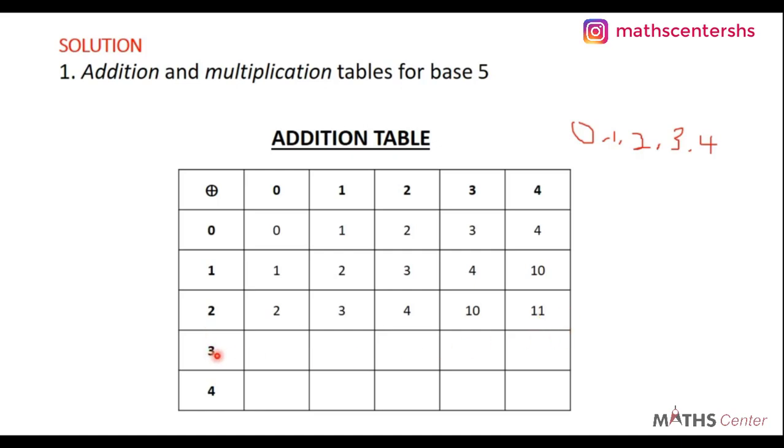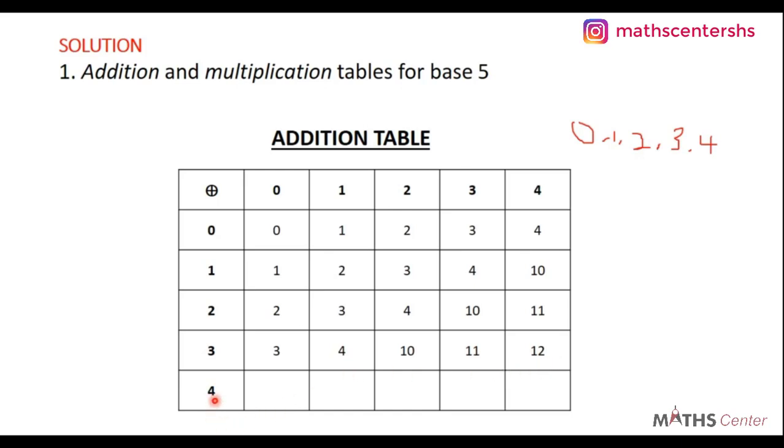Then we come here. 3 plus 0 is 3. 3 plus 1 is 4. 3 plus 2 is 5. 5 in base 5 is 1 remainder 0. 3 plus 3 is 6. 6 in base 5 is 1 remainder 1. 3 plus 4 is 7. 7 in base 5 is 1 remainder 2.